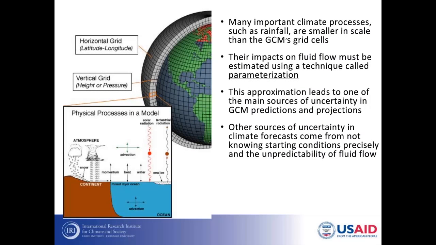Many important climate processes, such as clouds and rainfall, are smaller in scale than the GCM's grid cells, clearly. Still, they may have important impacts, and these impacts on the fluid flow must be estimated in some way, and a technique called parameterization is used to do this. It's an approximation, and it leads to one of the main sources of uncertainty in GCM forecasts and projections. Other sources of uncertainty in these forecasts and projections come from not knowing starting conditions precisely and the unpredictability of fluid flow.